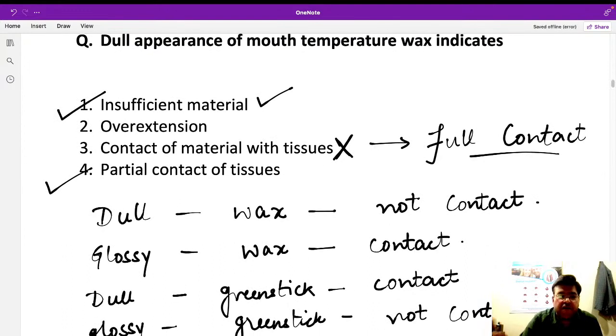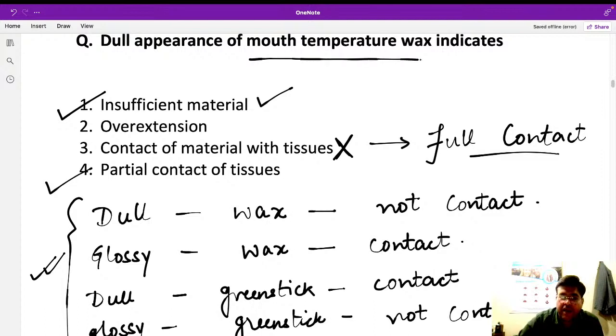Take down these 4 points and type in the chat box "clear" for me to see whether all these things are absolutely clear to you or not. Do not get confused. See what the question is asking, whether they are asking about a mouth temperature wax or they are talking about a green stick border molding.